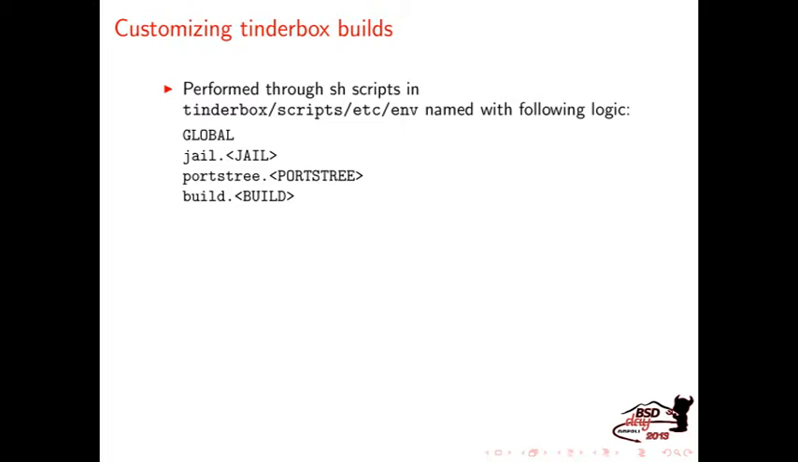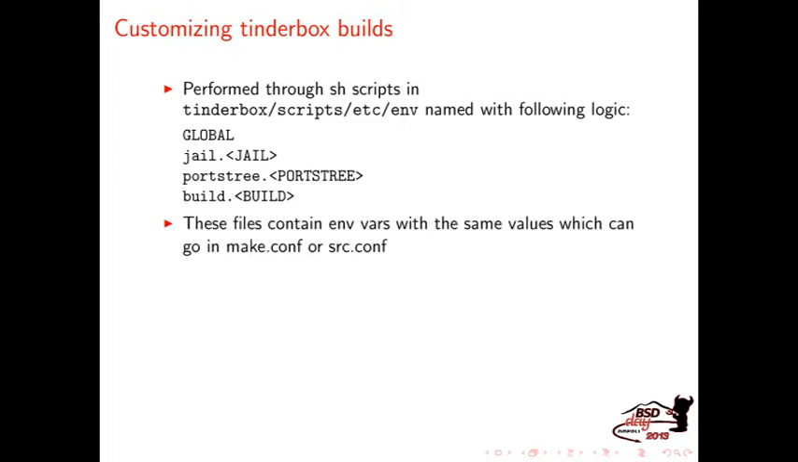In this order, here we expect environment variables with the same values which can go in make.conf and source.conf files, which will be passed to the build. These files contain environment variables and are sourced by the shell, not by make as you might expect. So you have to abide by the shell syntax in these files.